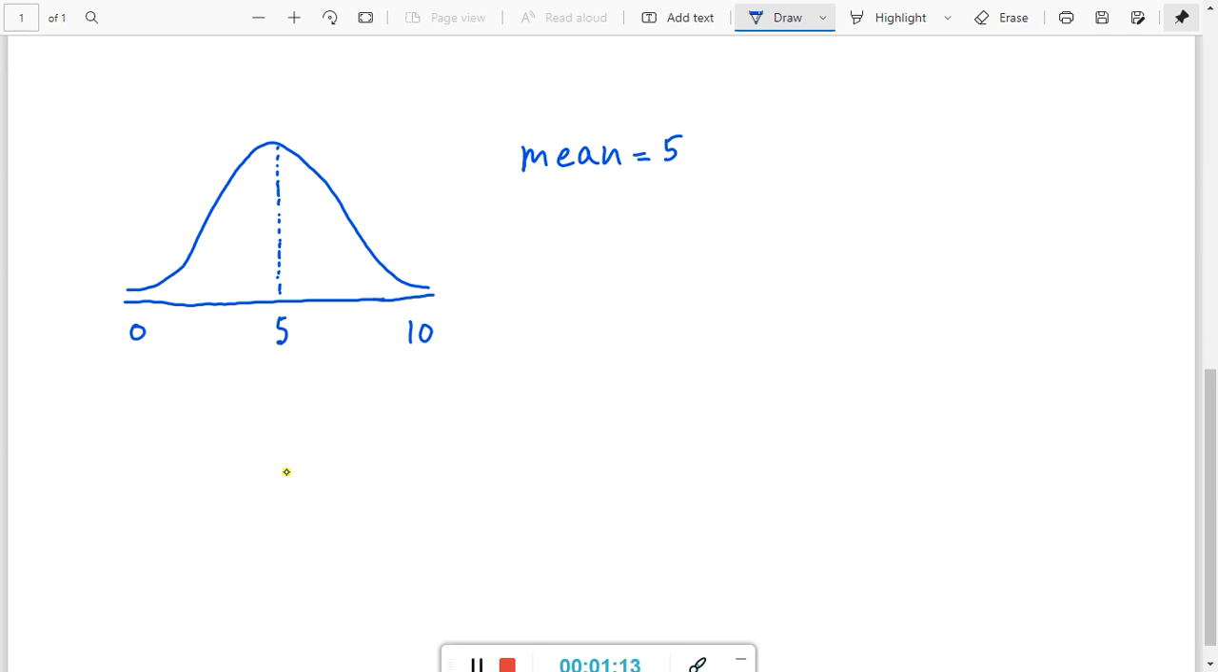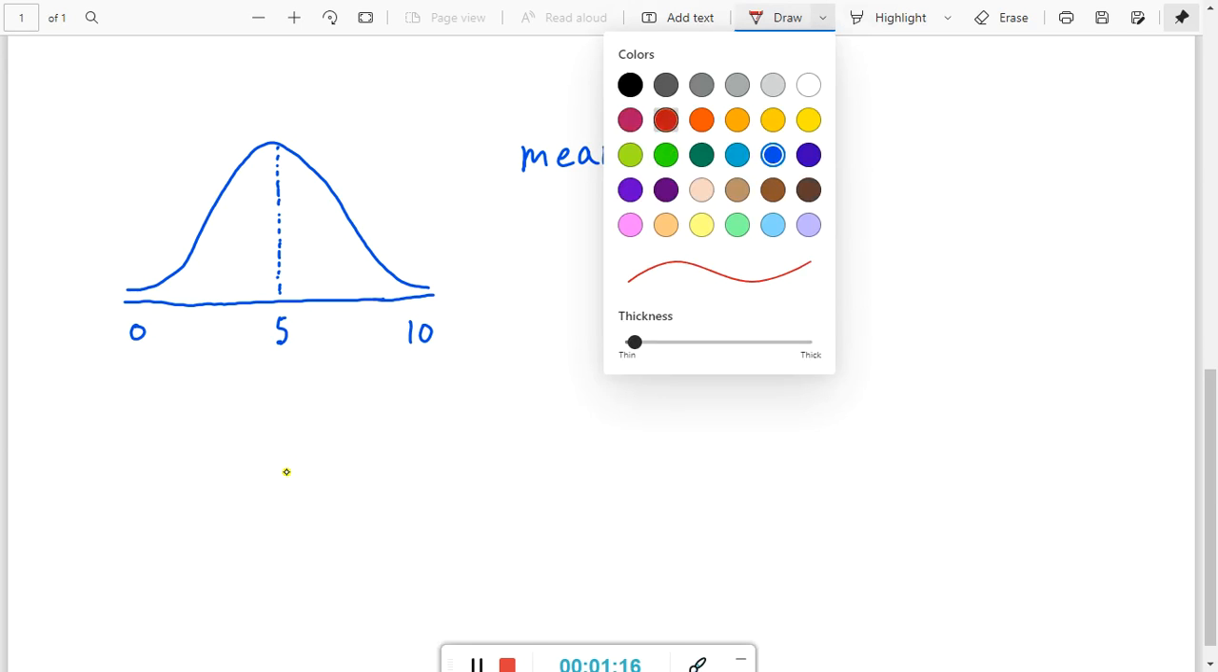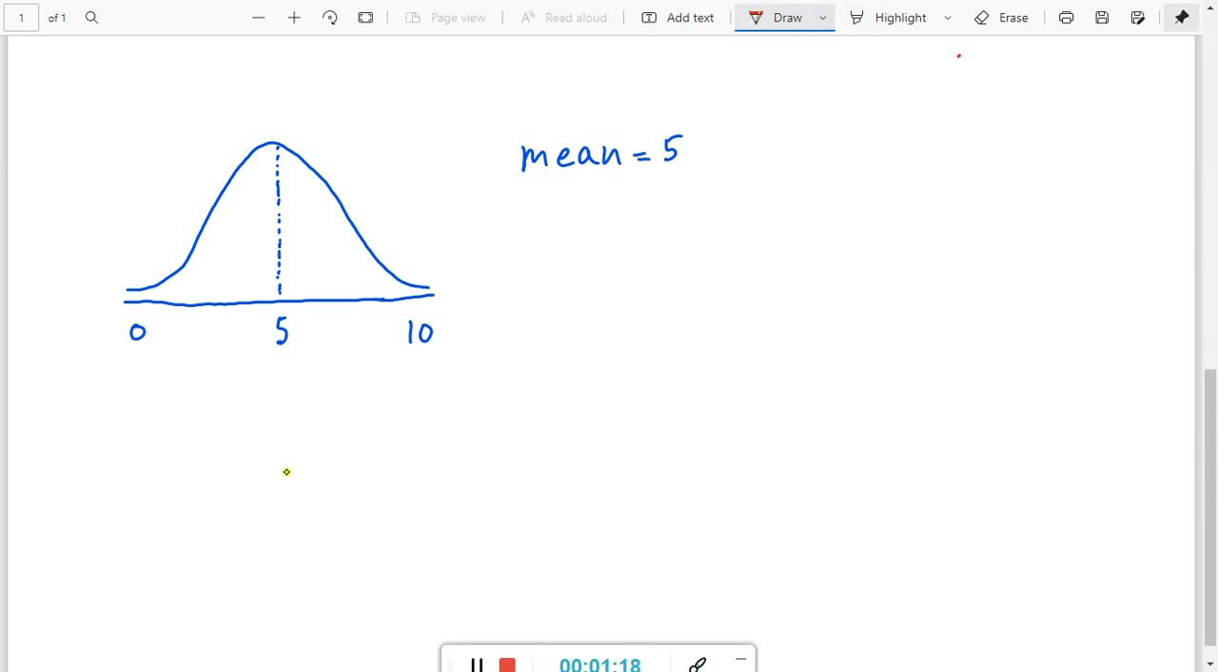Okay, and now let's say we add 5 to each point. Okay, add 5 to each data point. So instead of 0, 5, and 10, I'll just cross it out actually. The 0 becomes a 5. The 5 becomes a 10. And the 10 becomes a 15.